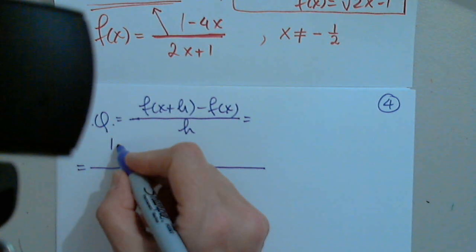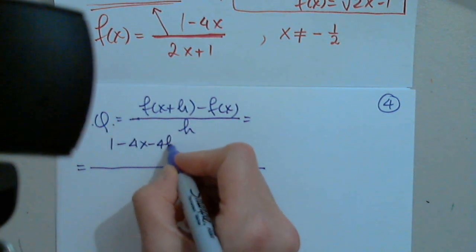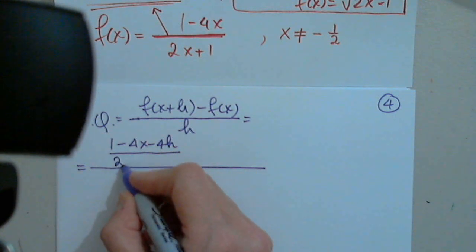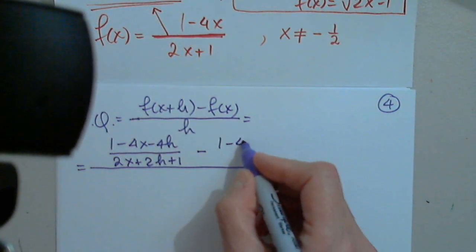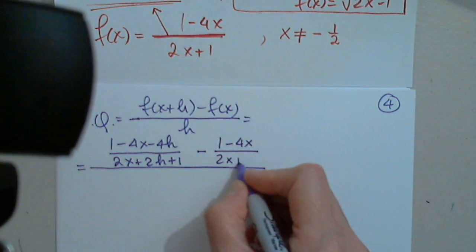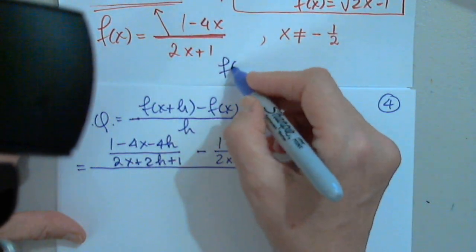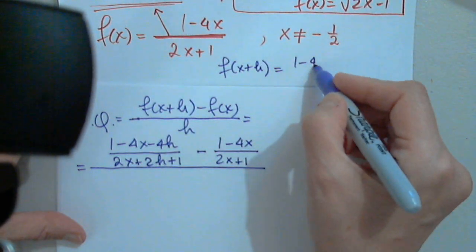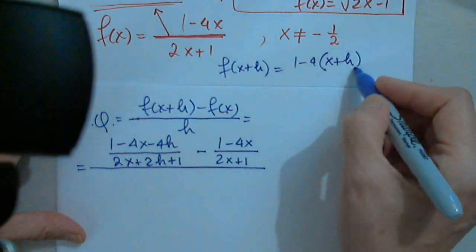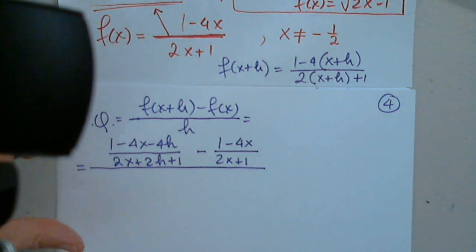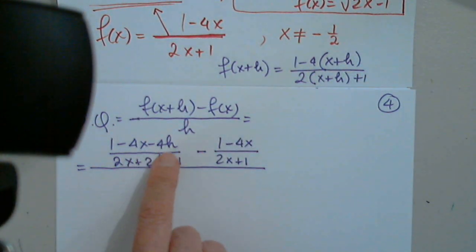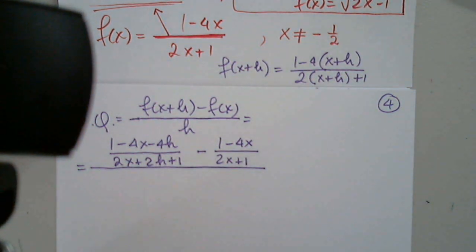So this is 1 minus 4x minus 4h over 2x plus 2h plus 1, minus 1 minus 4x over 2x plus 1. I can write it here if it's not clear. So f of x plus h is 1 minus 4 quantity x plus h over 2 quantity x plus h plus 1. So I need to distribute -4 to these two terms and +2 to these two terms. And of course divided by h.